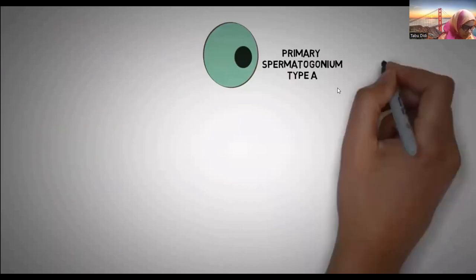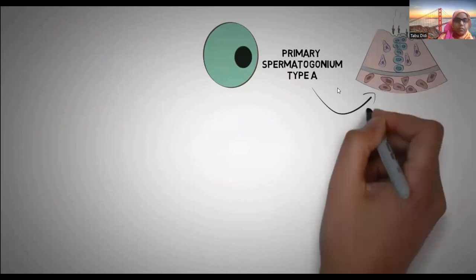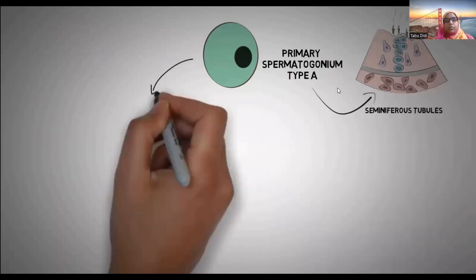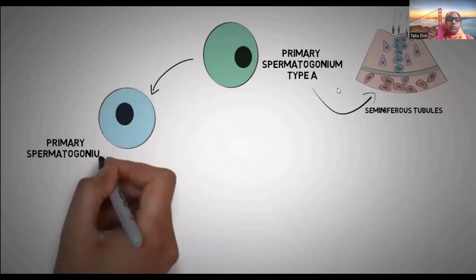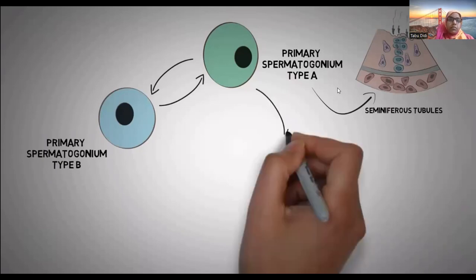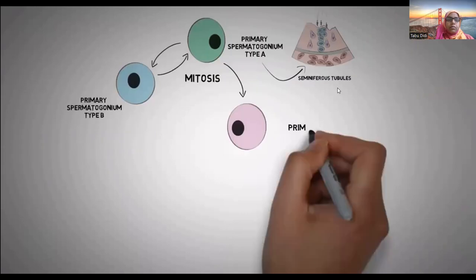So now let's talk about the series of cell division that occurs in the first phase of spermatogenesis. We start with the primary germ cells known as the primary spermatogonium type A, which are found in the wall of the seminiferous tubules. The main job of primary spermatogonium type A is to divide into two types of cells. The first is the type B primary spermatogonium. The type B spermatogonium auto-reproduce and maintain the number of the primary spermatogonium type A.